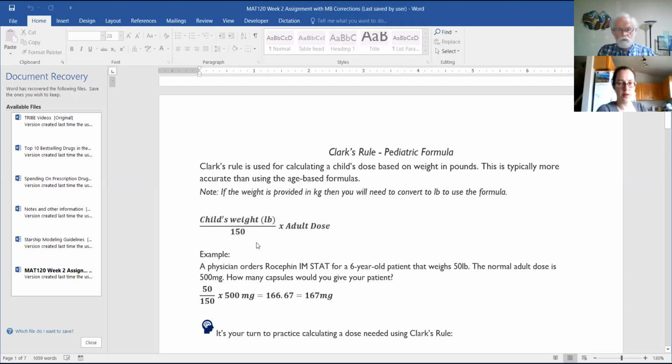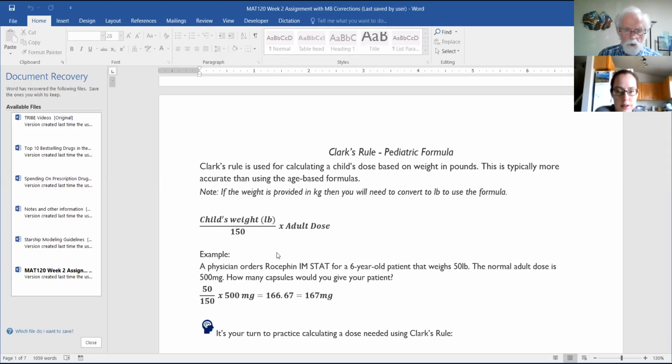Now, why 150? Well, for some reason, when Clark was putting this together, these rules are all named after the people that invented them, by the way. Doctors love to put their name on things. So do a lot of other people. But this is Clark's rule for pediatric formula. So 150 pounds is a putative average adult weight.